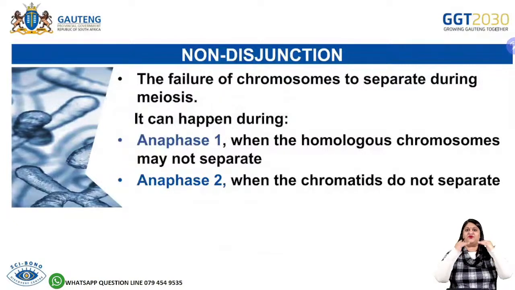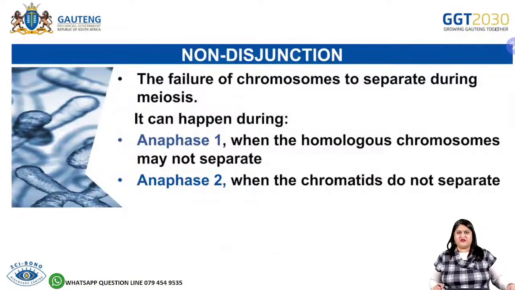Now in meiosis 2, they are lying at the equator. During anaphase 2, remember what happens? The spindle fibers are going to contract, or shorten. The centromere is going to divide or split, and the chromatids are going to be pulled towards the poles. Okay? The chromatids in anaphase 2.